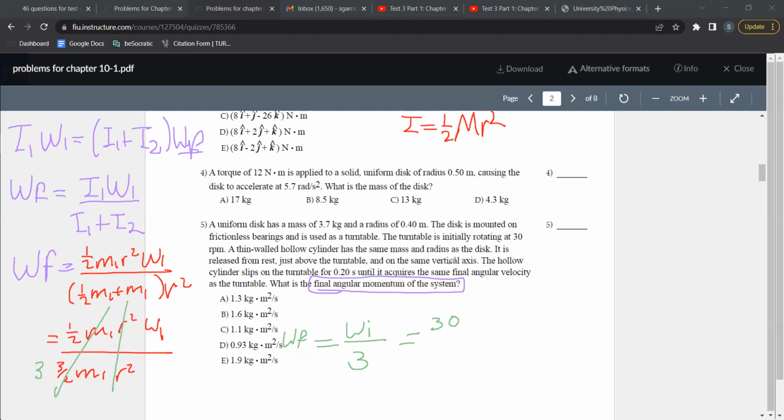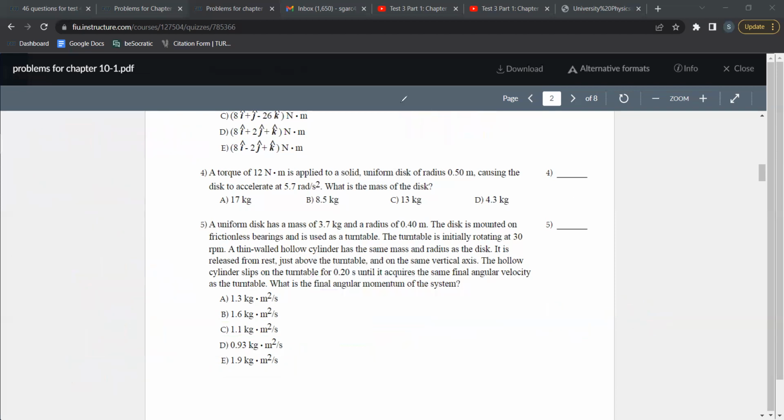Oops, wrote that down wrong. So 3.24 over 3 now will equal 1.08 in kg times meters per second squared. And 1.08 is closest to 1.9. So our answer here would be E. Oh, whoops, no, I did a miscalculation. 1.1, there we go. So our answer here would be C. All right, let's quickly move on to the next question.